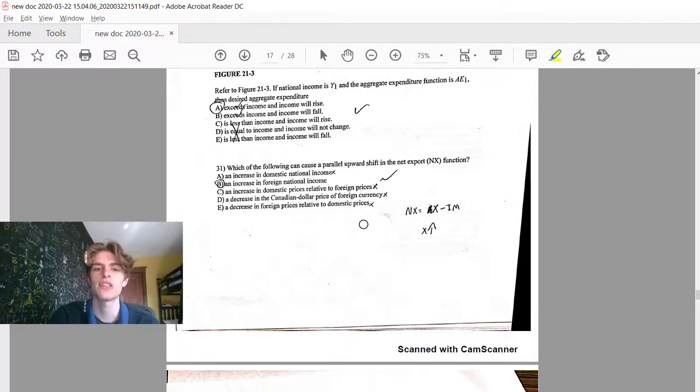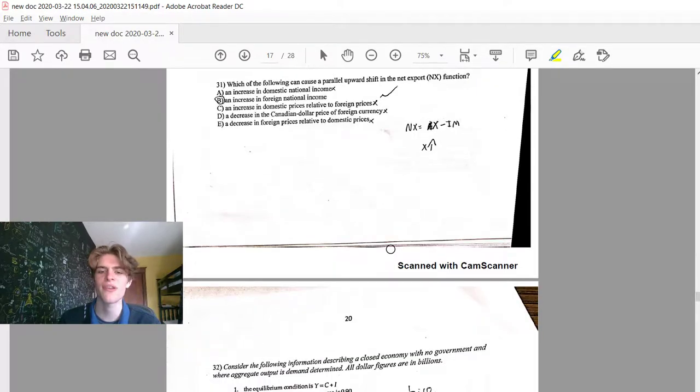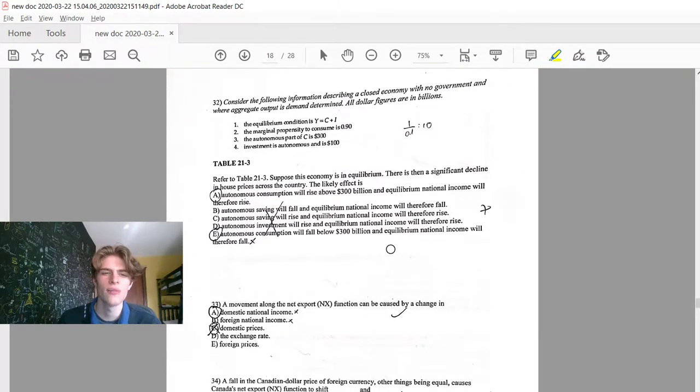And a decrease in foreign prices relative to domestic prices. This would actually not change our exports at all, most likely, based on the fact that it's based on national income. They're still going to import the same amount. However, if everything in their economy was cheaper, then... ignore what I said last. It's not going to change it at all. Okay, this one I got wrong. Question 32. The correct answer is E.